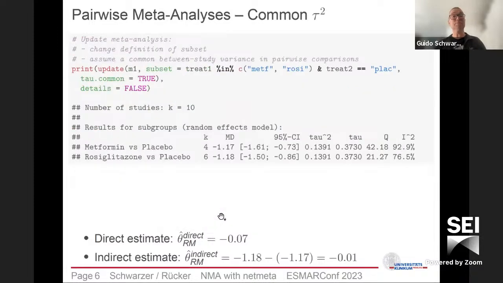And this is done here. So again, we take our meta-analysis with all pairwise comparisons, define a slightly different subset here, say that we would like to calculate a common tau squared within subgroups. And then we get here these results, tau squared of 0.139, and somewhat slightly different results for the indirect comparison here. Obviously, the direct comparison is the one that we have seen before in this case.